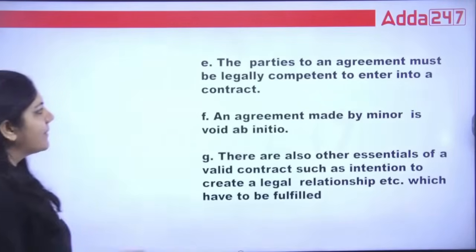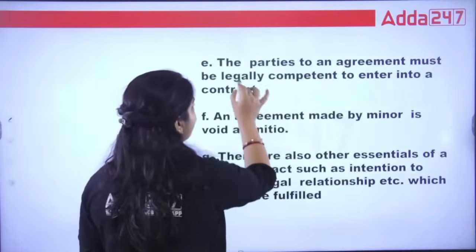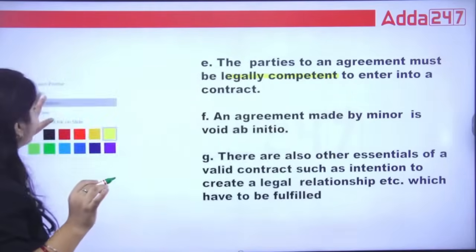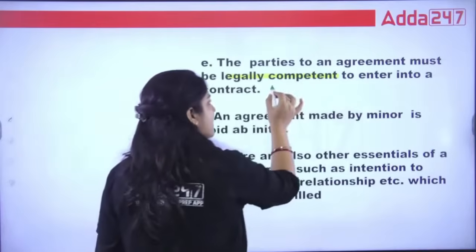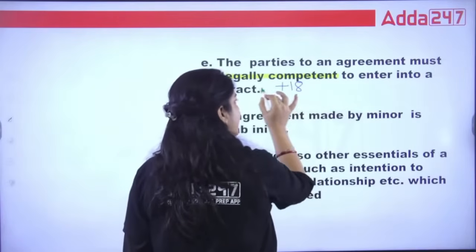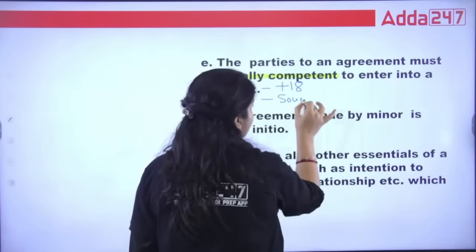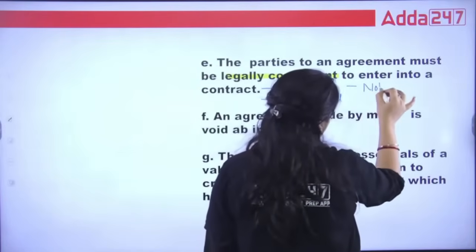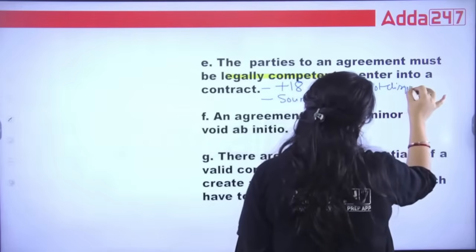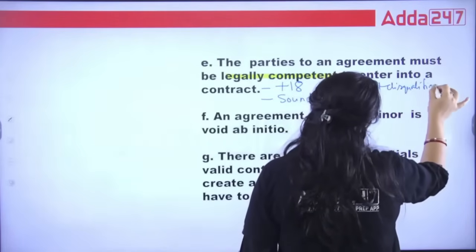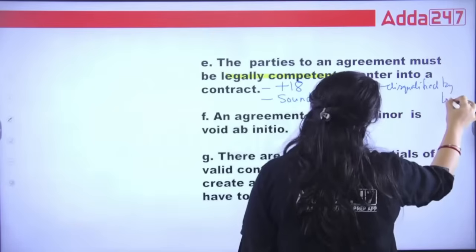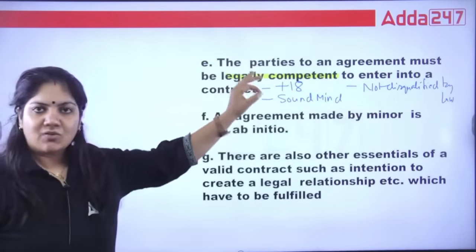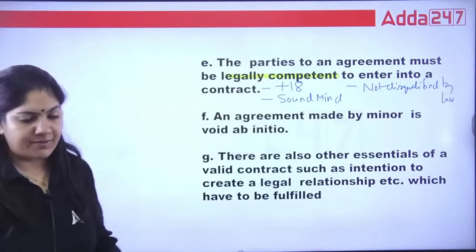Okay. The parties to the agreement must be legally competent to enter into a contract. So class, what is legally competent? Legally competent means the person must be above 18, of sound mind, and not disqualified by law. So this is your competent. So in every Indian contract, the party must be competent.